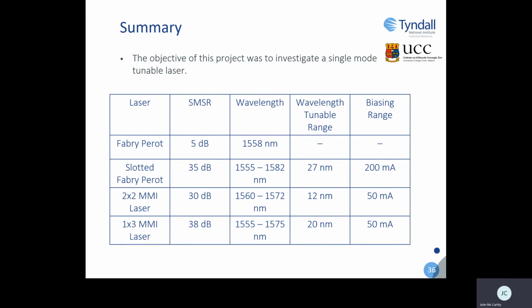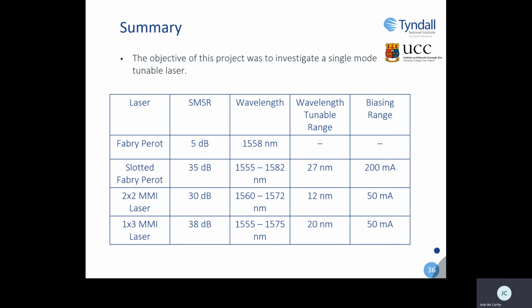So just a quick summary. First, I showed you how we characterized a simple Fabry Perot along with the simulation spectra. As we determined, the side mode suppression ratio was almost non-existent, maybe 5 decibels at maximum. It didn't have a tunable range and it didn't have a biasing range. So with the slotted Fabry Perot, we attained a higher SMSR of 35 decibels, attaining 9 different wavelengths across a tunable range of 27 nanometers. However, this required a biasing range of up to 200 milliamps.